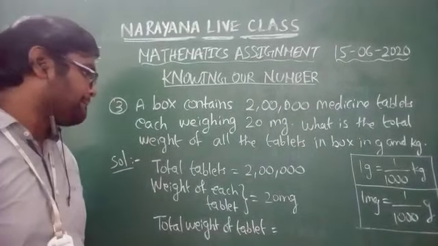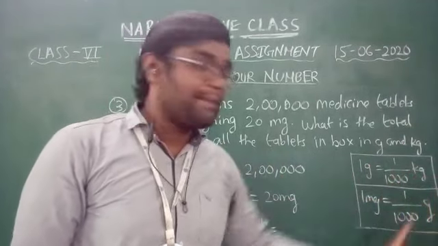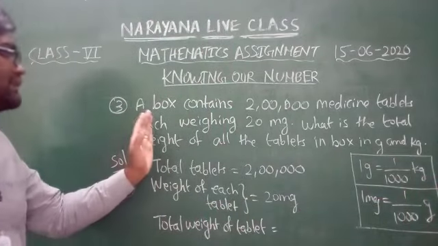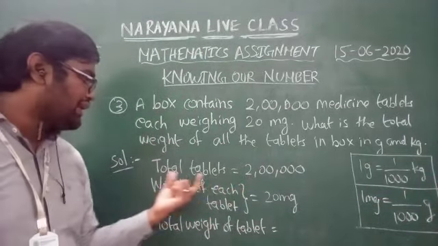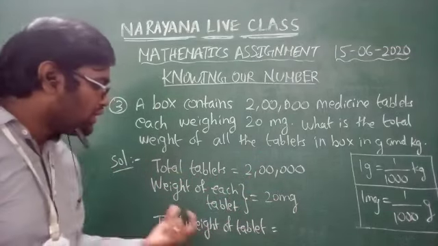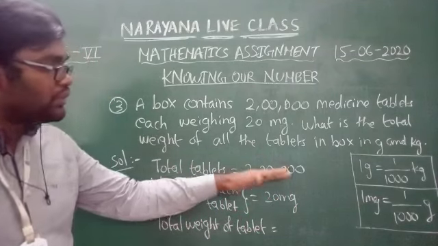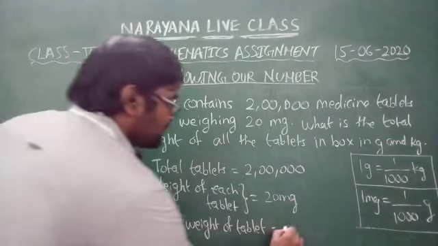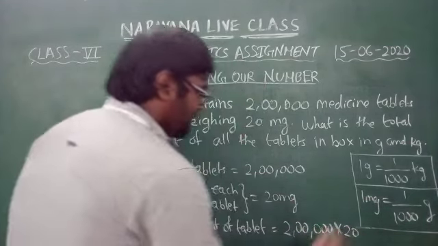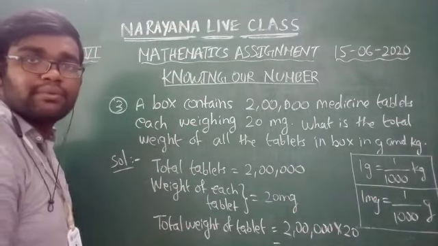So we have seen the conversions we have taken: 1 gram is equal to 1 by 1000 kilogram and 1 milligram is equal to 1 by 1000 gram. These two we have found. Now from the question, a box contains a total of 2 lakh tablets. The weight of each tablet is 20 milligrams. Then what will be the total weight of the tablets? Total weight is 2 lakh into 20. So 2 lakh tablets into 20. If you multiply, how much will you get?